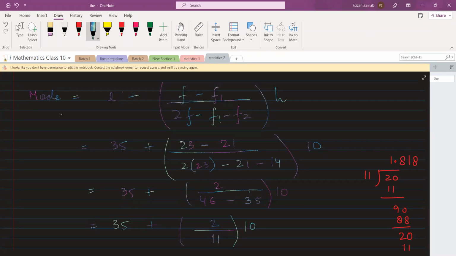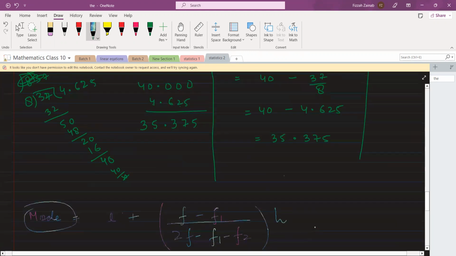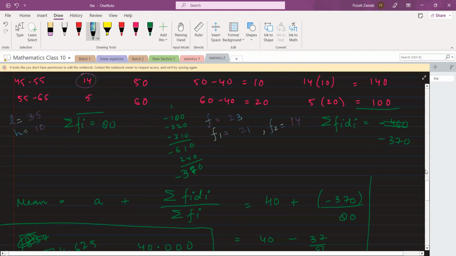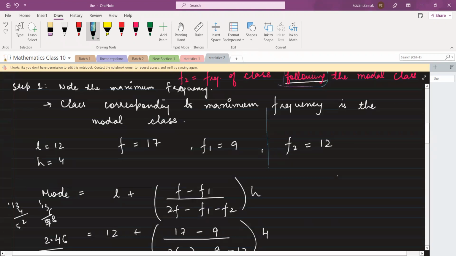Yeah, mode. First of all, we have calculated mode with the help of this formula, right? Now, what is the meaning of mode? Meaning of mode is the value which is occurring the maximum number of times in the data is the mode of that data. Okay, I think you were not able to hear in the beginning. I just took one example. Let me just show you.